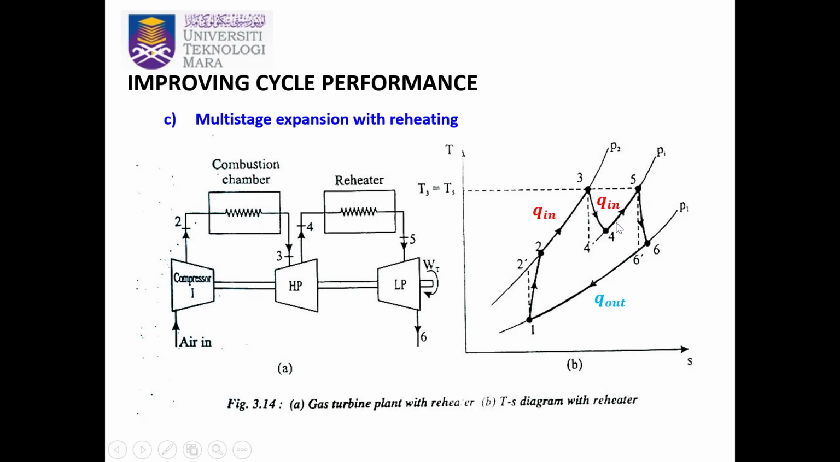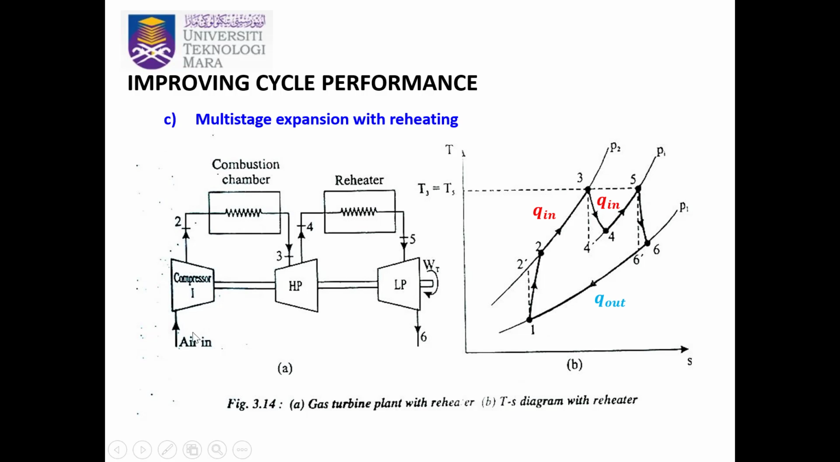What is the purpose of the reheater? It is to increase the temperature of the gases that come out from the high pressure turbine before entering the low pressure turbine. If we look at the TS diagram, we have three constant pressure lines: P1 is the minimum pressure, P2 is the maximum pressure, and PI is the intermediate pressure. We will have three types of pressure.